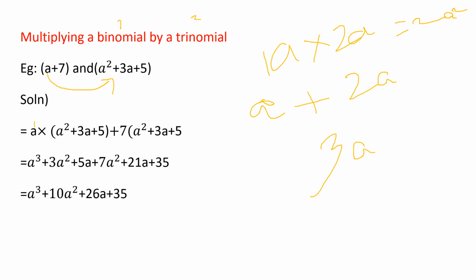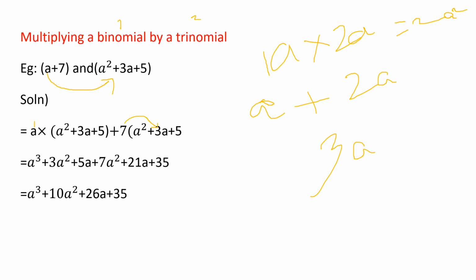Plus 7a square, plus 7 threes are 21, 21a, plus 7 fives are 35. Then add all. Is any a cube term there? No. So write a cube plus the a square term: 7 plus 3, 10a square, plus 21 plus 5, 26a, plus 35. No other constant terms, so just write it down.